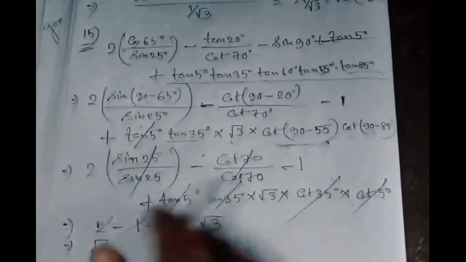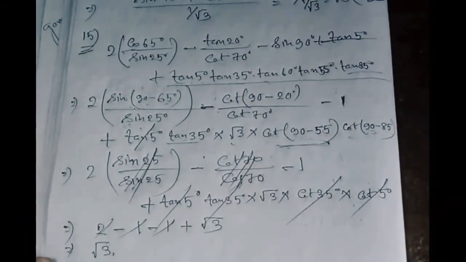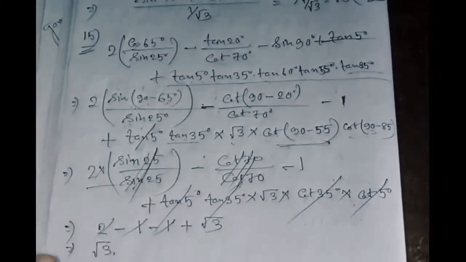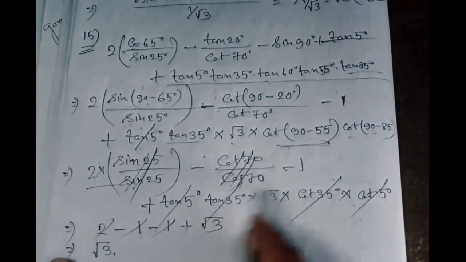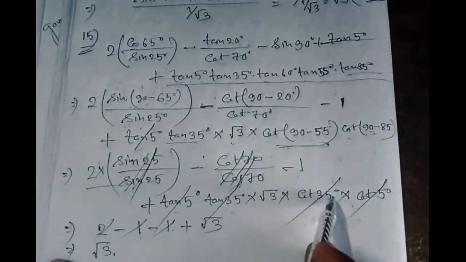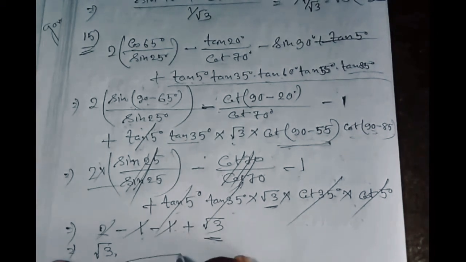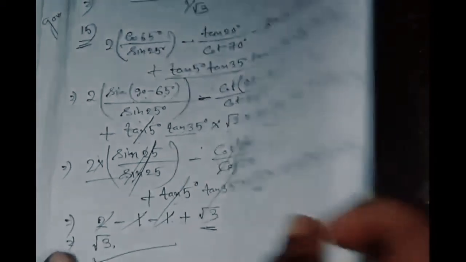Now here we can cancelize it. Again we are cancelizing it. So this is 2 into 1 means 2. This is minus 1. This is minus 1. Tan 5 cot 5 cancelize. Tan 35 cot 35 cancelize. This is root 3, root 3 remaining here. So after doing the calculation, root 3 is the answer. Next, move to another question.